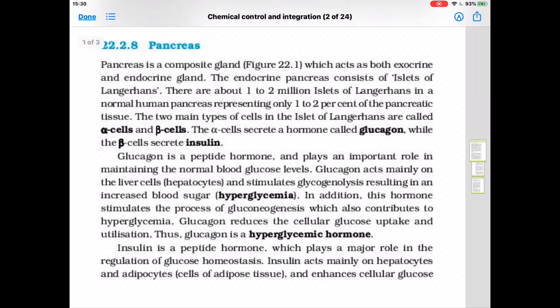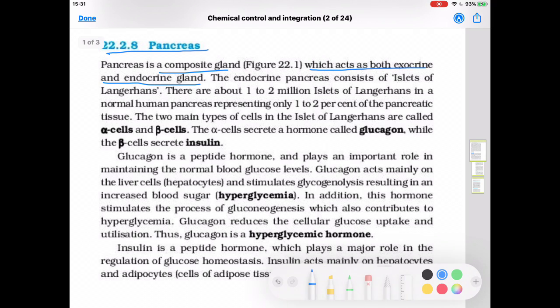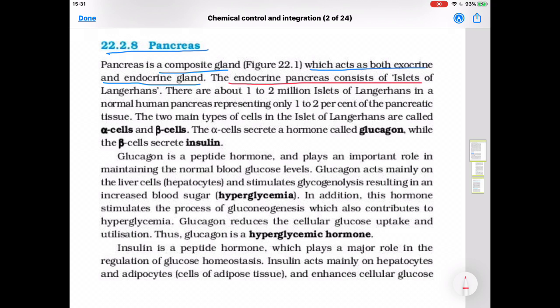Good morning, students. Our today's topic is pancreas. Pancreas is a composite gland which acts as both exocrine and endocrine gland. The endocrine pancreas consists of islets of Langerhans. These are the cells which are present in the pancreas.